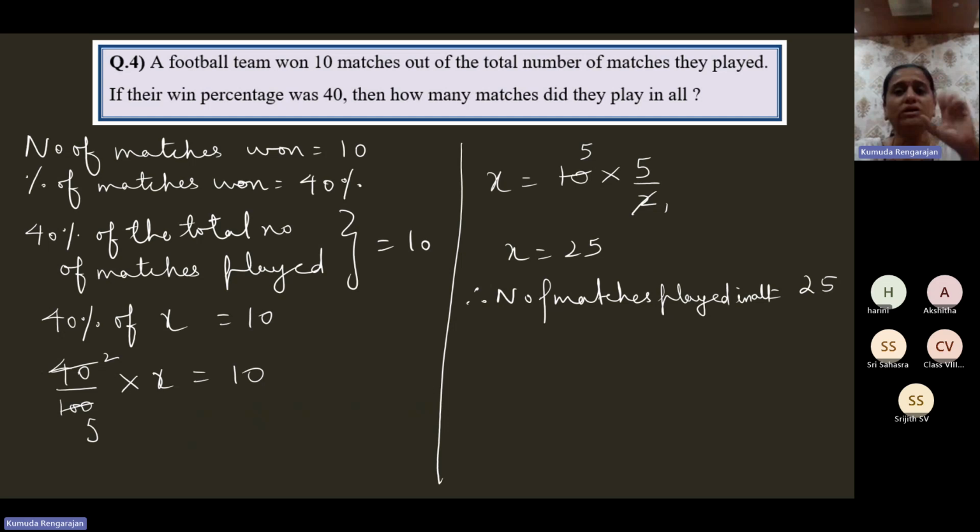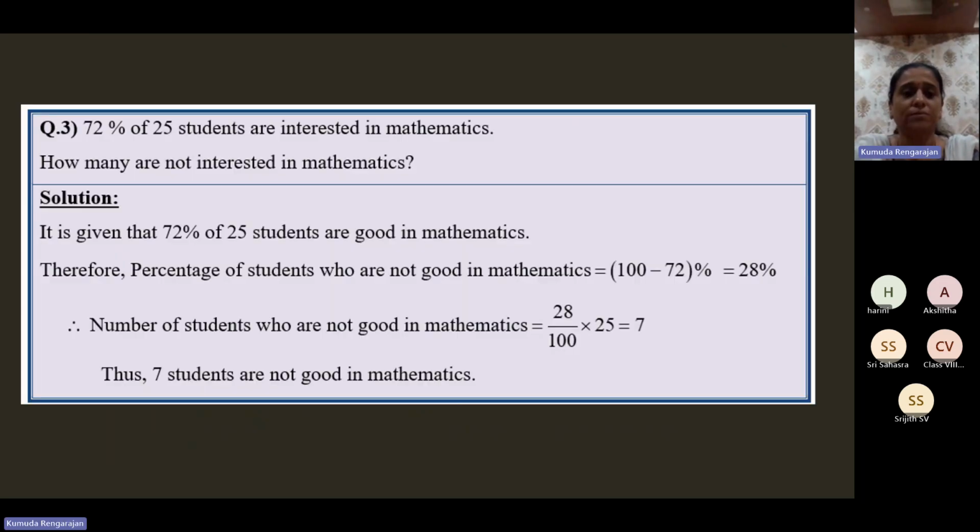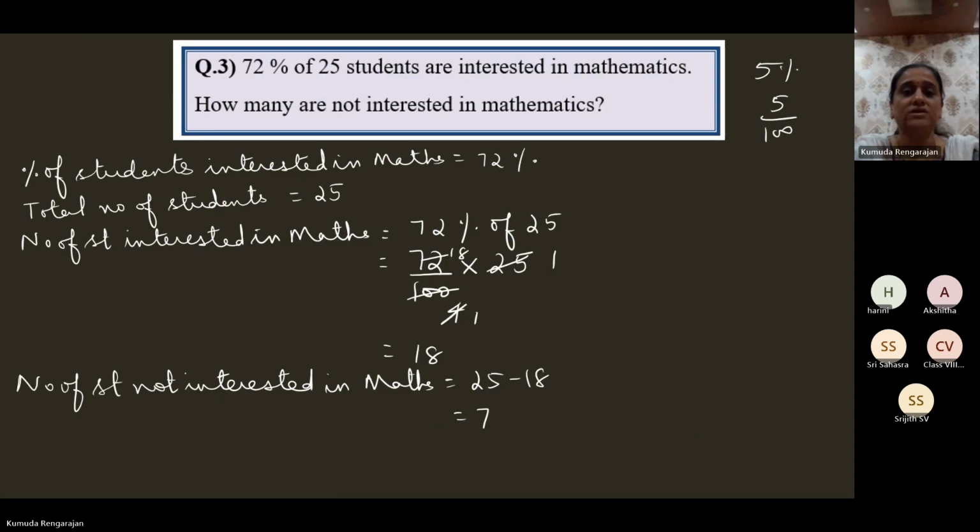So here we have the total number of matches, that is the full thing. The two parts are matches won, matches lost. Total number of matches played, that's the whole thing, the full thing, 100%. In the first question, 100% is the class, the total strength of the class. Here 100% is the total number of students, that is 25 students.